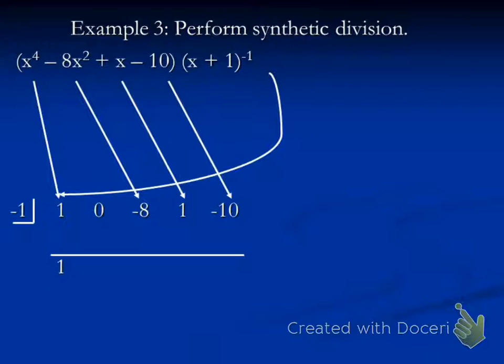We're going to multiply and add. Negative 1 times 1 is negative 1, right? Combine those and we get negative 1, right?